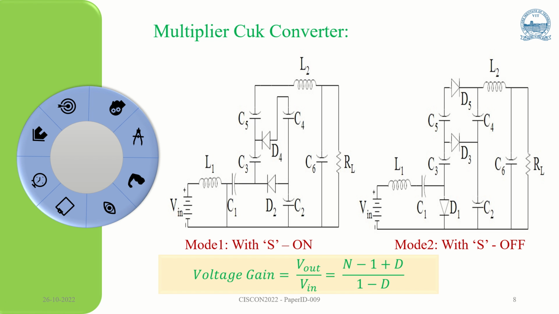Okay, so this is the mode in which the conduction is happening. Using the volt-second principle, by equating the current through the inductor and computing the average current through the inductor and average voltage across the inductor, the voltage gain of the designed multiplier converter is derived as (n minus 1 plus D) divided by (1 minus D).